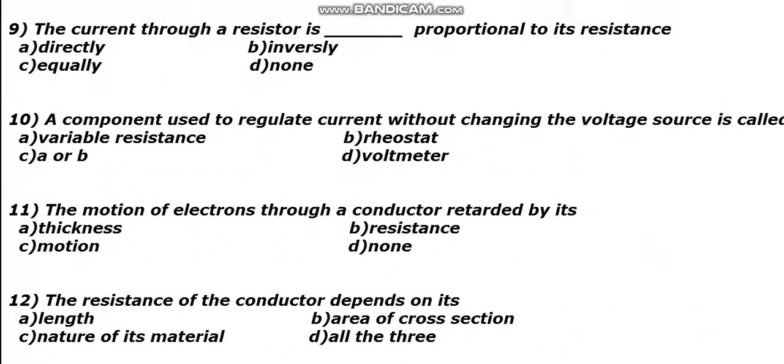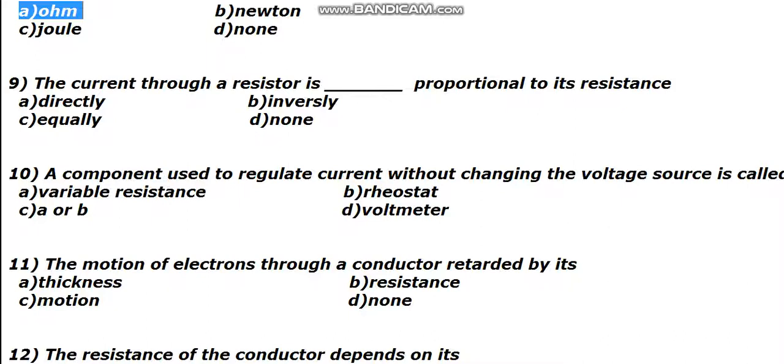See here. The current through a resistor is directly, inversely, or equally proportional to its resistance. Very simple. Yes, it is inversely proportional to its resistance. Okay, now the 10th one: a component used to regulate current without changing the voltage source.